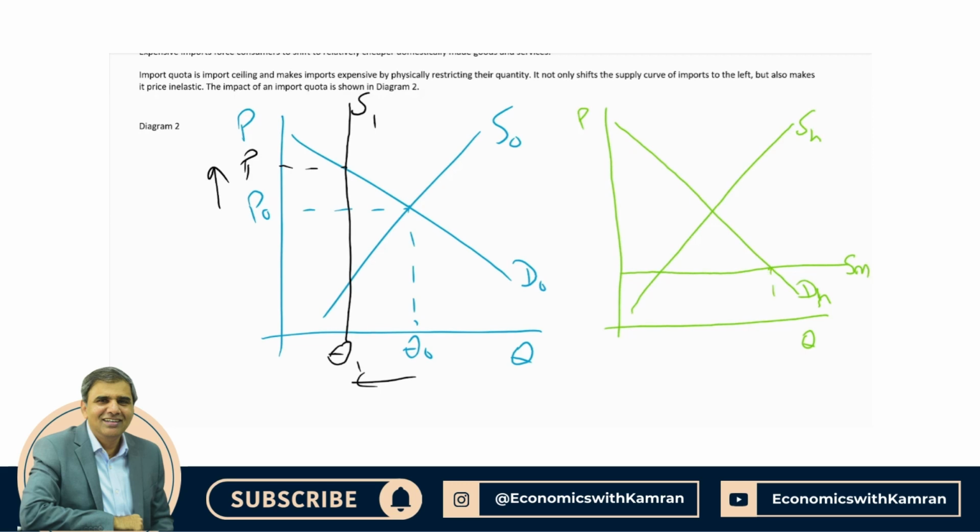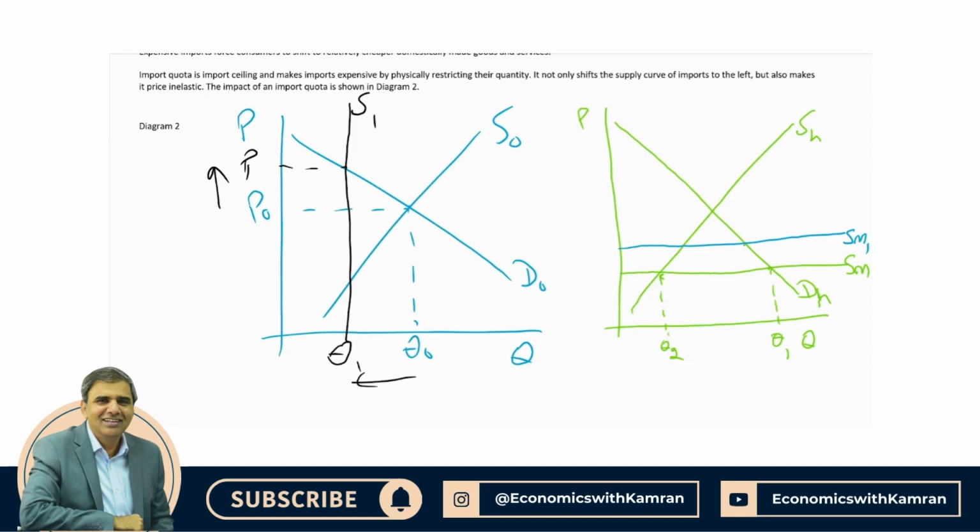Before any tariffs, quantity demanded was Q1, quantity supplied domestically was only Q2, and the imports were Q1 minus Q2. After the tariff on import, the supply curve for import shifts upward. There is no impact or shift in the supply curve for home goods because the tariff is on only imports.